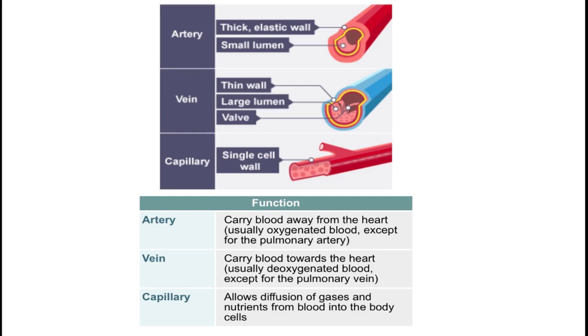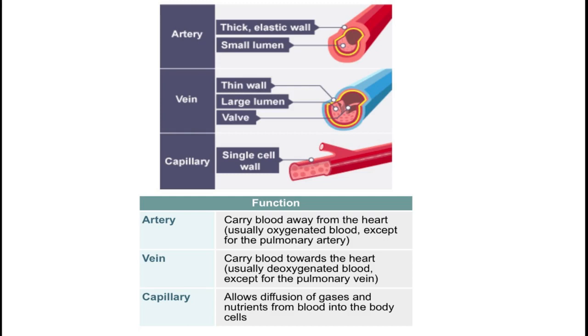Now the capillaries, as you can see, are mentioned very clearly as single cell walled. Now you can imagine the size of a cell, and if they are made up of a single cell wall, it means that they are microscopic structures. And because of this microscopic structure, they allow diffusion of gases and nutrients from the blood into the body cells.